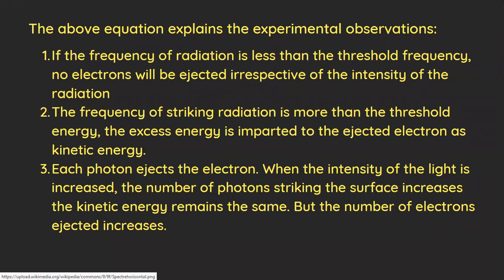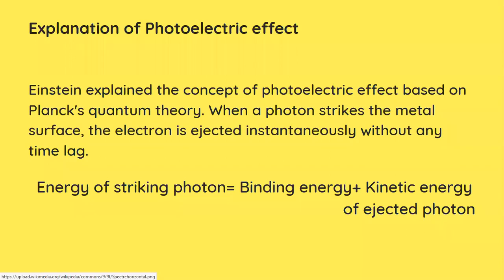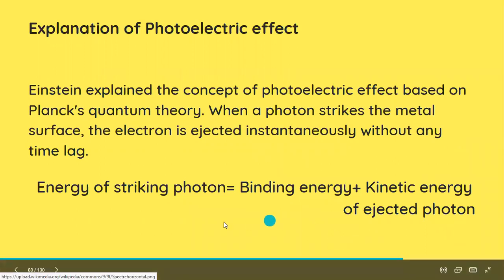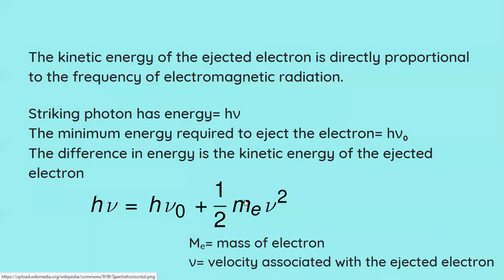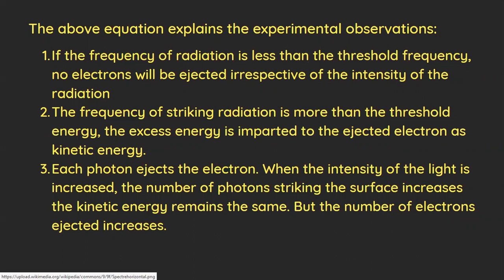If the frequency of radiation is less than the threshold frequency, no electrons will be ejected, irrespective of the intensity of the radiation. So here, if you remember, energy is equal to the binding energy plus the kinetic energy. So if the energy of the striking photon is going to be less than the threshold energy, then obviously electrons will not be ejected out because the photon will not have enough energy to remove the electrons from the metal.